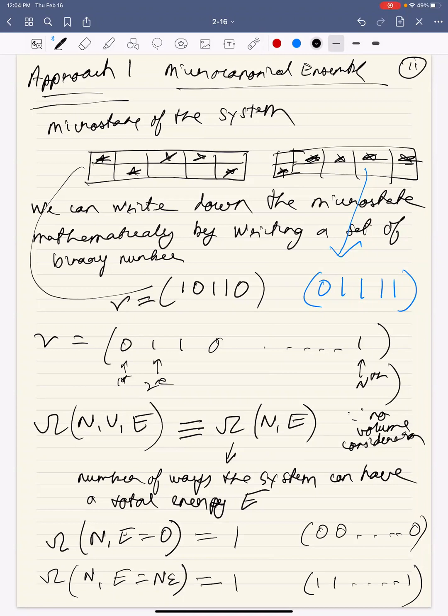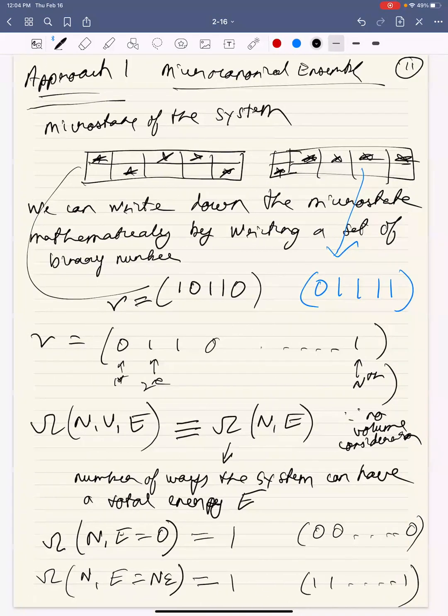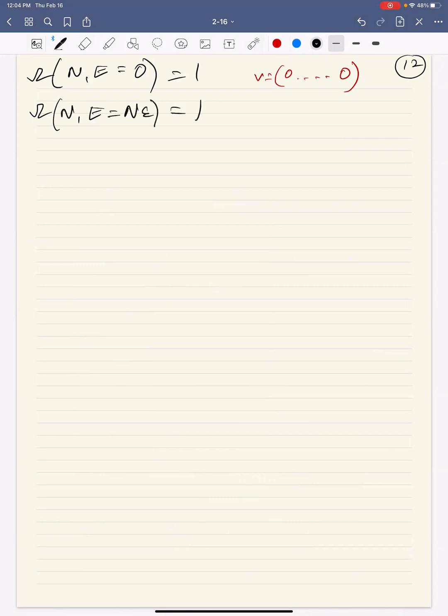Okay, I'll give a moment. We will go to the next page. Okay, let's go to the next page. I will write these two final formulas again. So omega of N, E equal to 0 is equal to 1, which corresponds to the vector nu equal to 0, 0, 0, everything 0. And omega of N, E equal to N epsilon is also 1, because that corresponds to nu equal to 1, 1, 1, 1, 1.